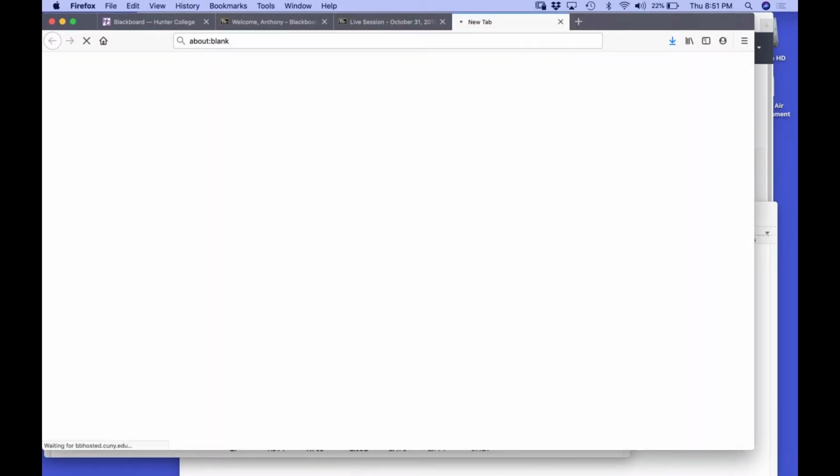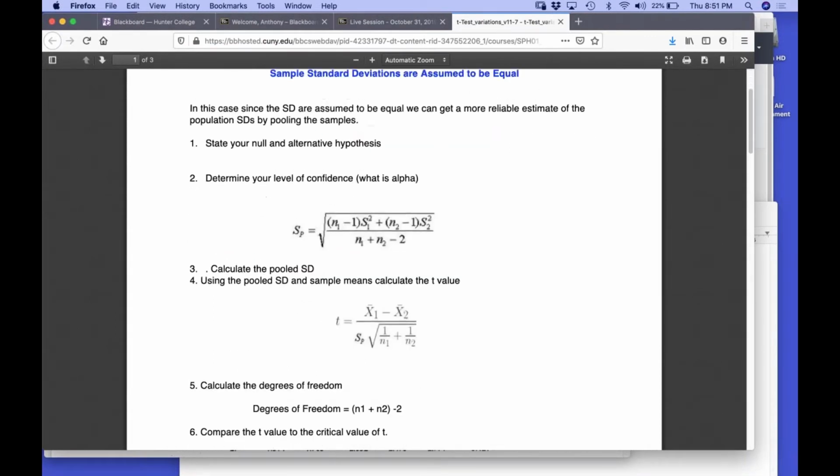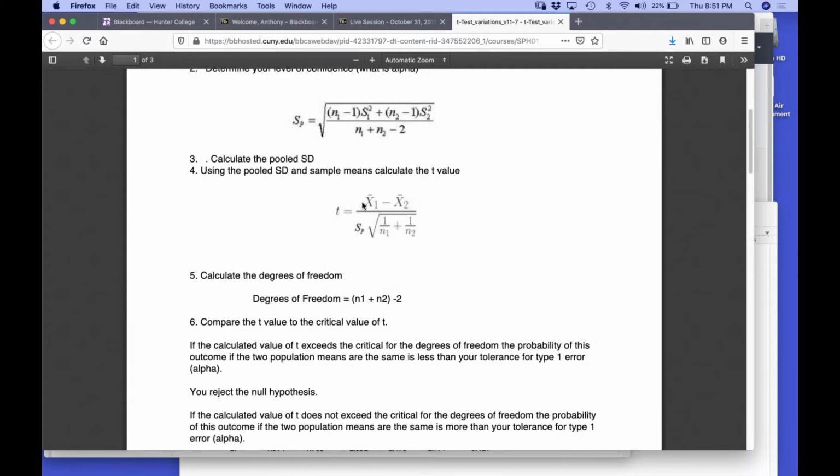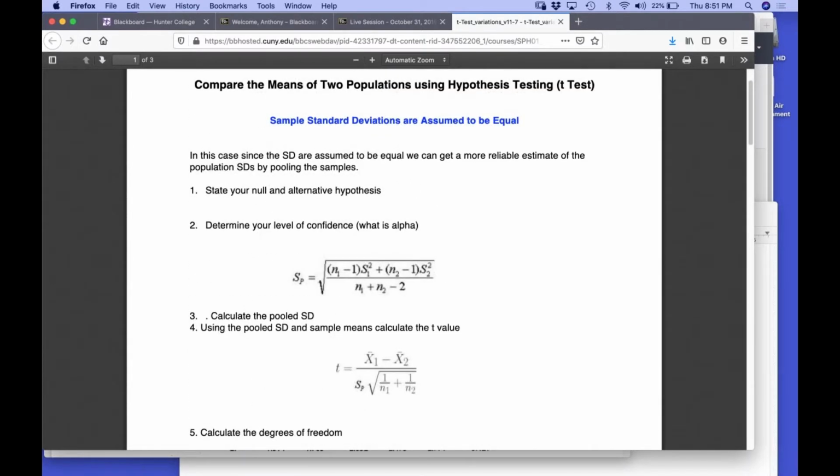Okay, so here are the t-test variations. If you are comparing the means of two populations, right? Okay, what are we doing? We're going to calculate T based on the difference between the two means over the standard error. Well, remember when we were doing a single sample test?